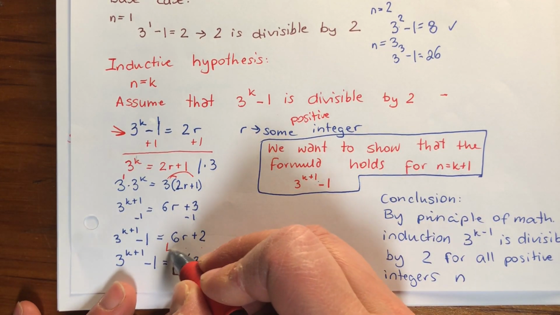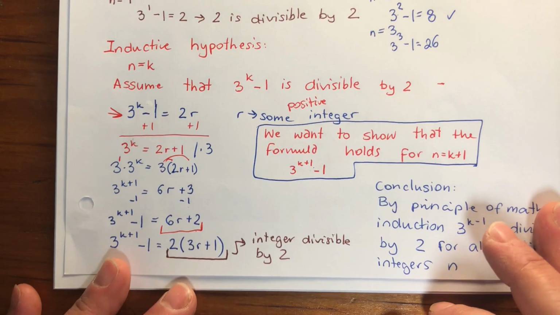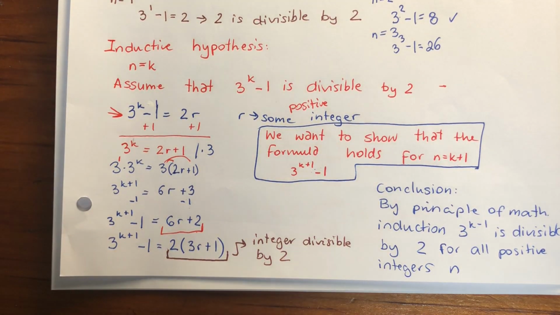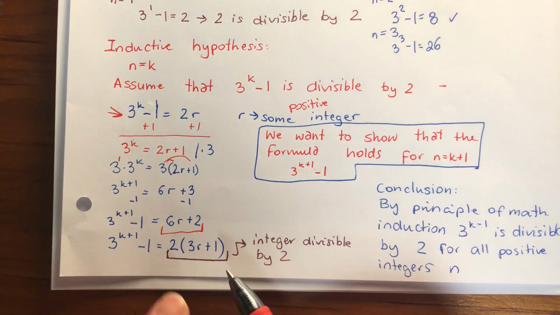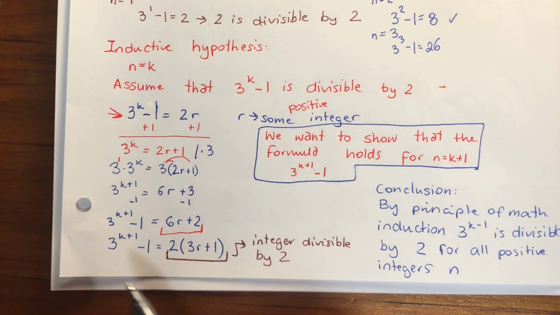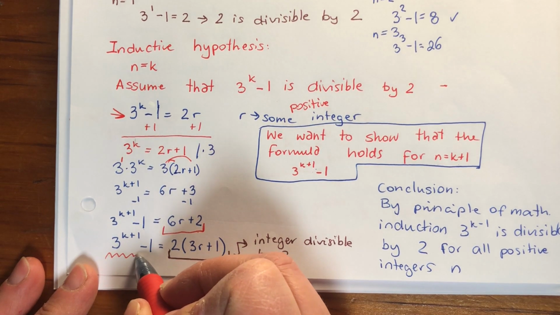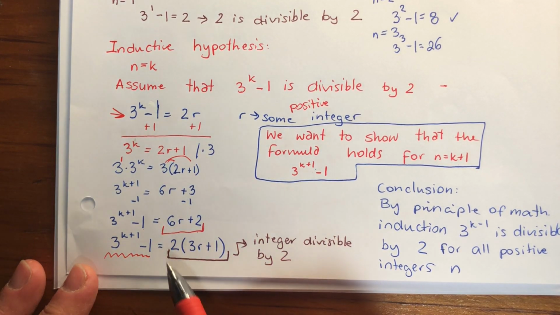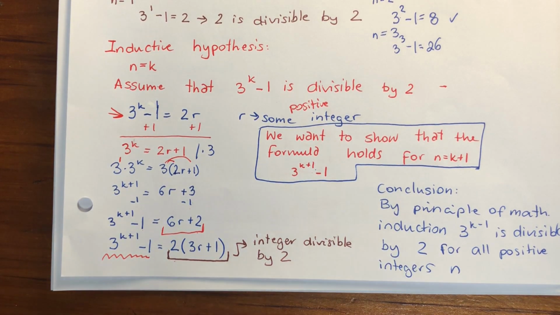Now, I need to show that this expression, this part, is divisible by 2. And if you are able to factor 2 out, that means that whatever you will get as an answer is equivalent to 2 times something. And if you have 2 times something, that is always going to be divisible by 2. So notice, this is my next term, and I was able to write that next term as 2 times something. And that means that this is representing an integer divisible by 2.